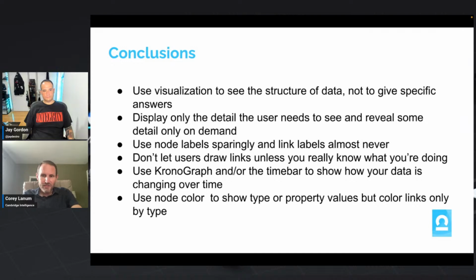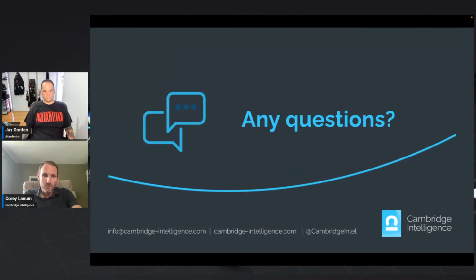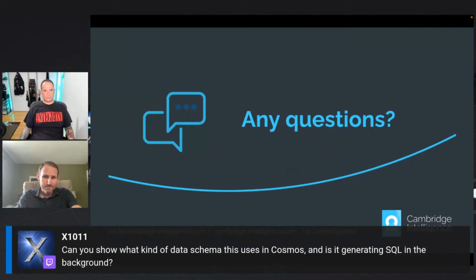All right, that's everything I was going to go through today. So I'm happy to take any questions at this point. Sure, Corey. We've got one right now. Can you show what kind of data schema this uses in Cosmos? And is it generating SQL in the background?